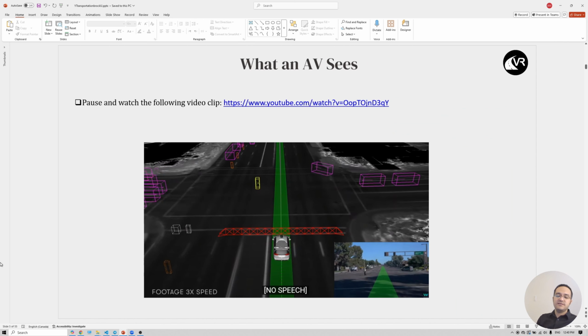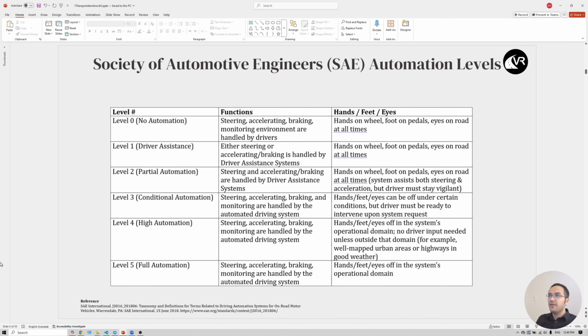What an AV sees is in this image. As you can see, the AV sees a pedestrian as just a yellow box, or other cars as purple boxes. It changes the environment to digital lines or digital perceptions, per se.